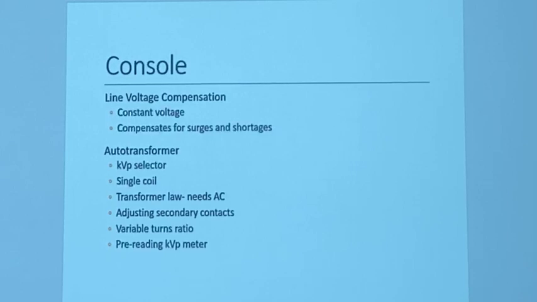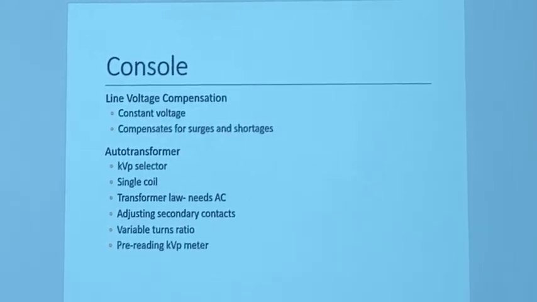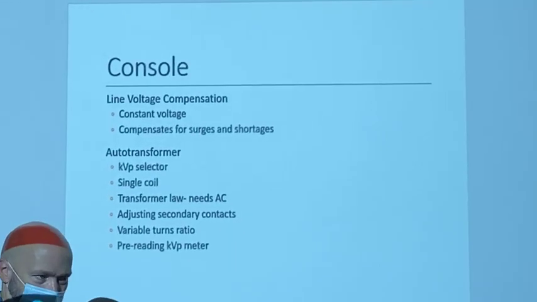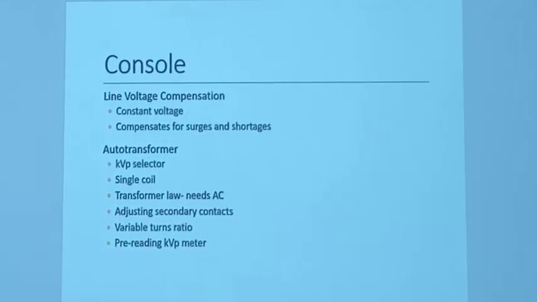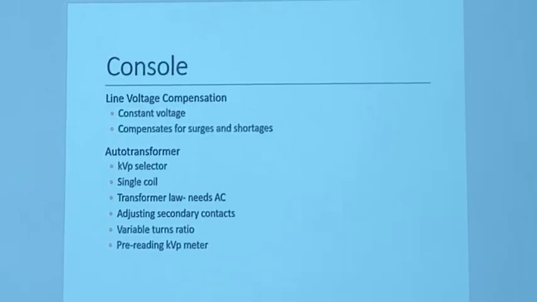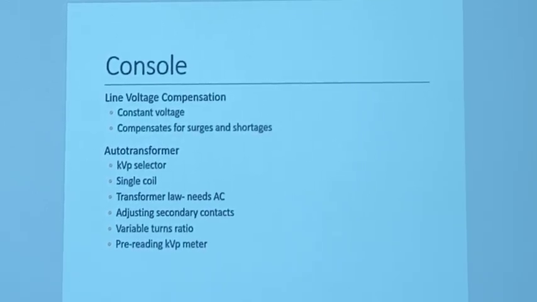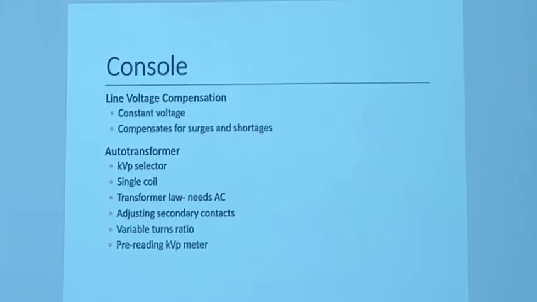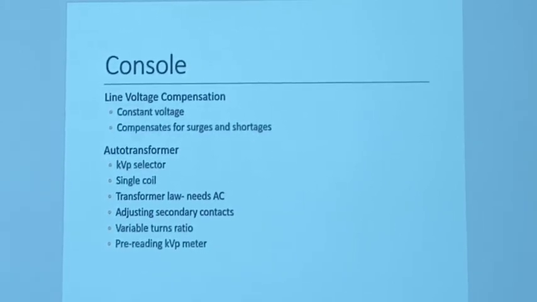So also on the console, we had line voltage compensation. What did that do? Yeah, it made everything the same. It was like a surge protector, so that your KVP to your auto transformer was set so that you didn't have fluctuations in incoming line voltage.